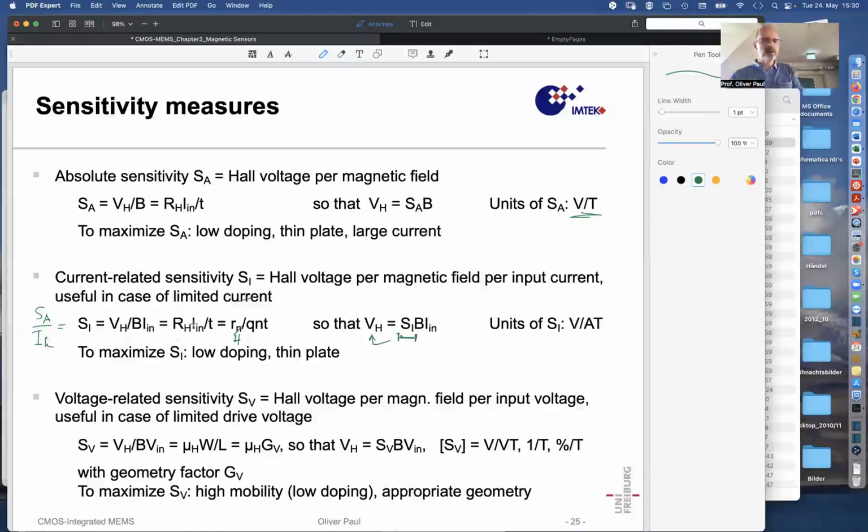It cannot be. You need to remove this here. Thank you. Well observed. Cannot be. Have to divide by IN.